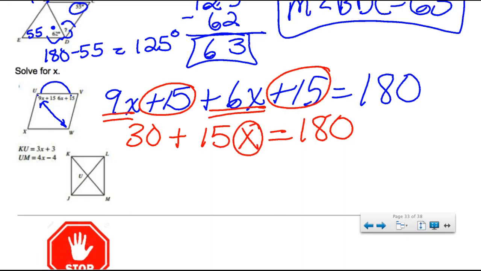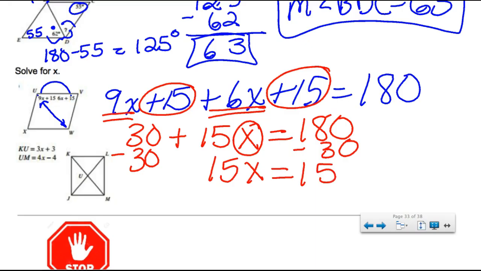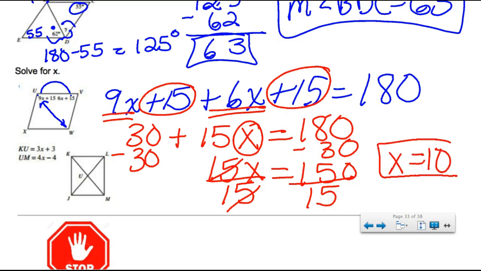Need to isolate my variable by getting rid of what's in the way by doing the opposite operation. Opposite operation of 15 times x is division. We do that so these cancel. 150 divided by 15 is 10. And did it ask me for x or did it ask me for an angle measure? And again, up here it said solve for x, so I am done.